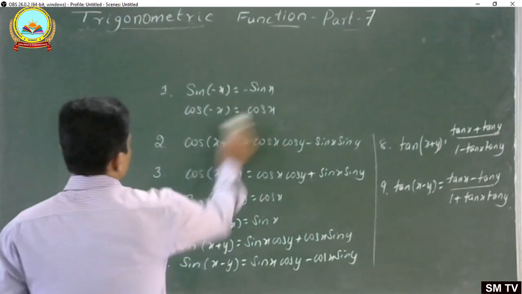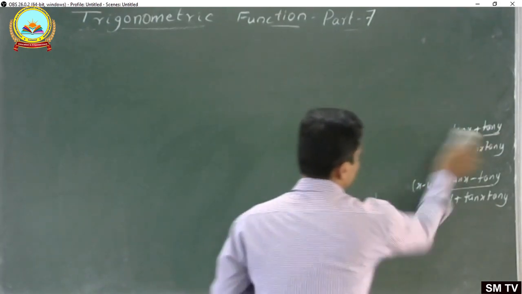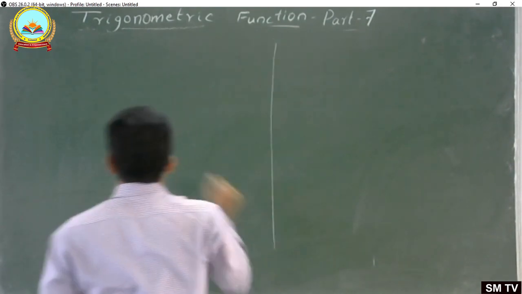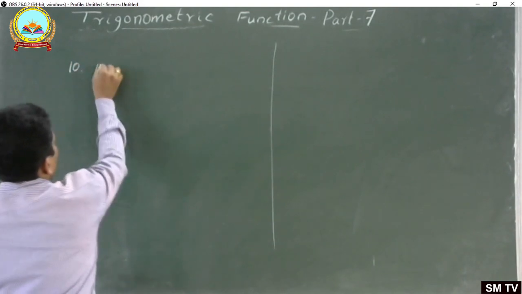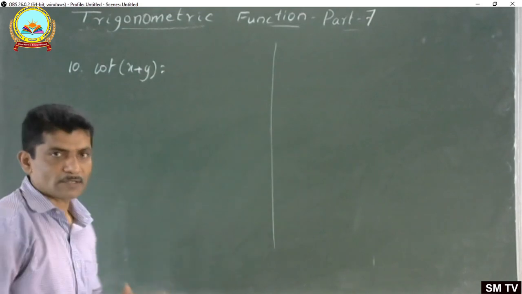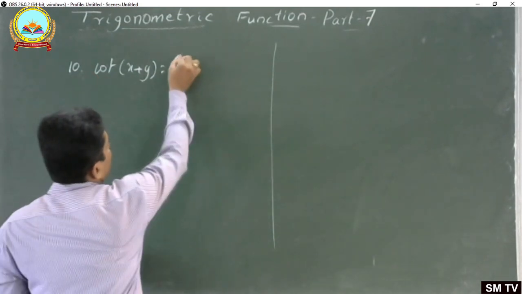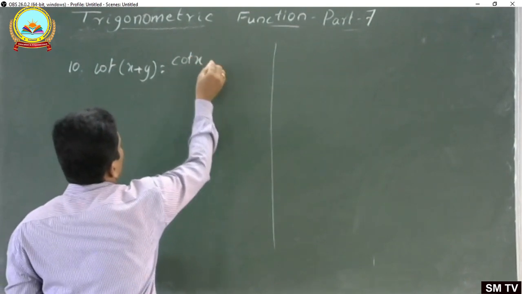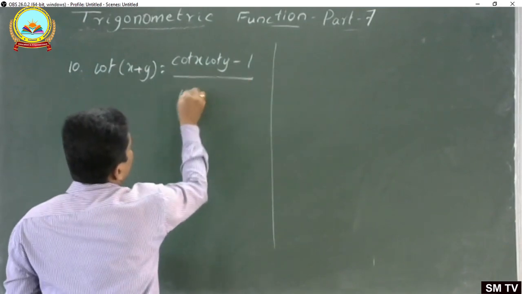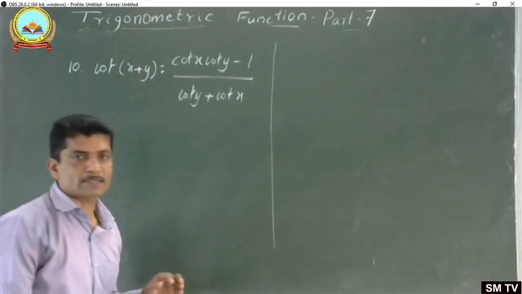Now one more result, we will discuss the other results, compound angles and allied angles. Here we discuss the 10th result, cot of x plus y. In compound angles, the value of cot of x plus y is equal to cot of x into cot of y minus 1 divided by cot of y plus cot of x, or cot of x plus cot of y.